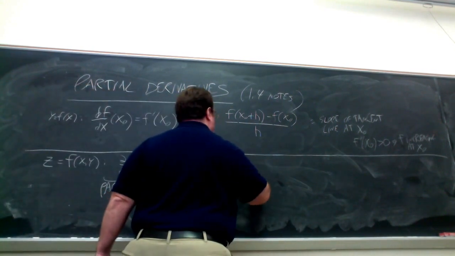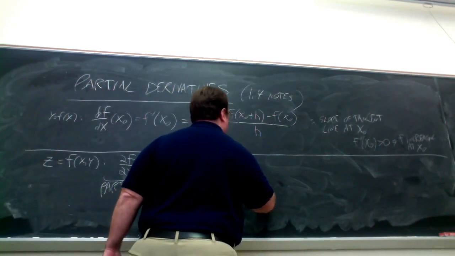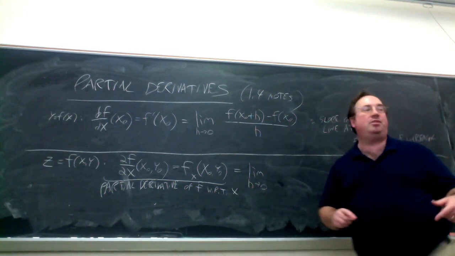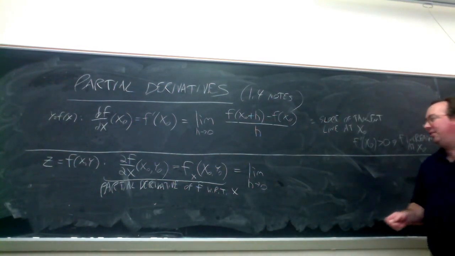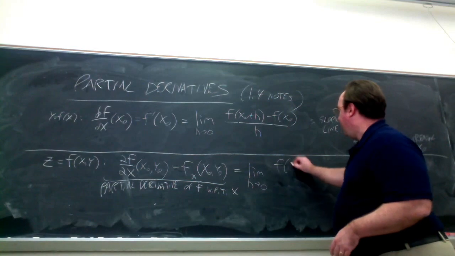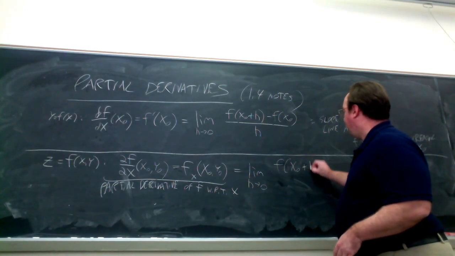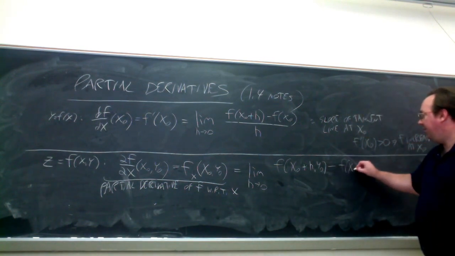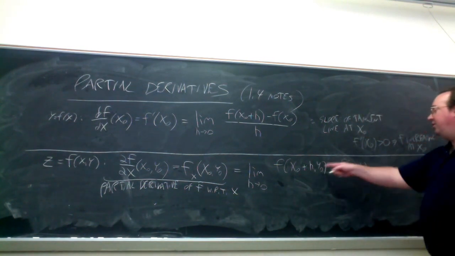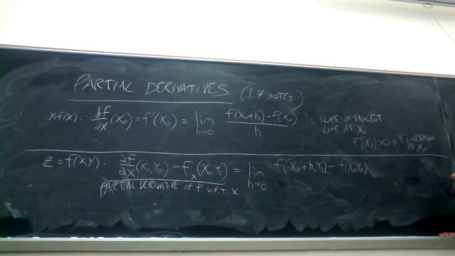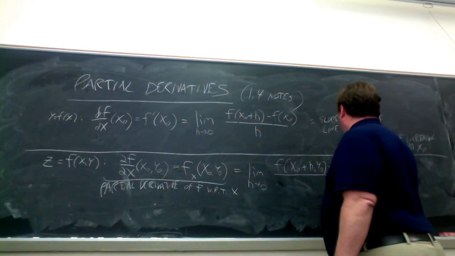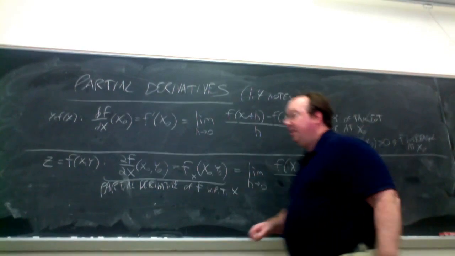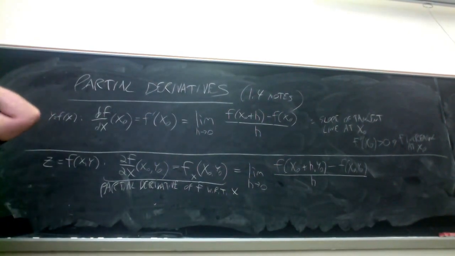case. So that is, again, the limit as h goes to 0. But I'm only interested in what's happening as x changes. So I have f of x naught plus h, y naught, minus f of x naught, y naught. So notice the y values remain fixed. So y is being held constant. X is changing because I care about what's happening to this function only as x changes, and we still divide by h. Okay.